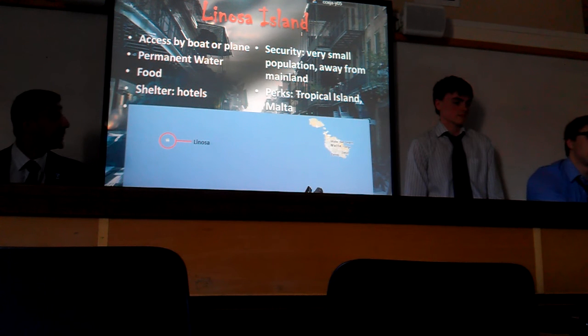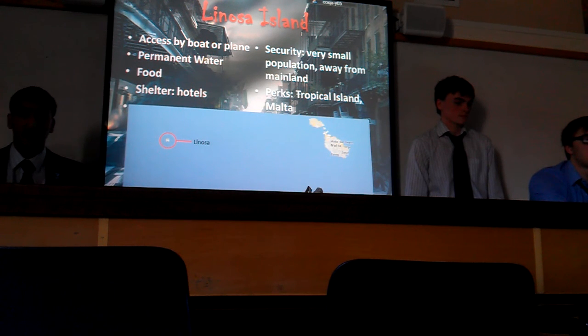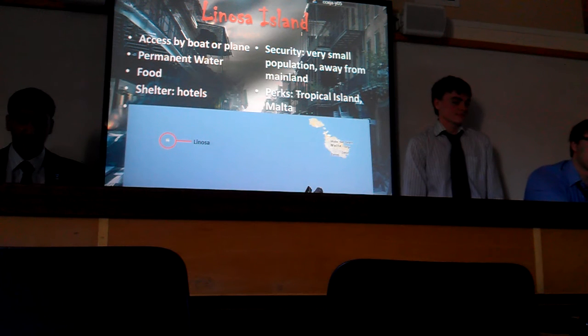Linosa Island, this is in the Mediterranean. You could fly to the nearby island and then get a boat there, or you could get a boat directly to Linosa. The advantage of that would be you'd pass by Ibiza. Also, there's a permanent water supply on the island. For food, there are several bars and hotels. And for shelter, you could also choose one of the hotels.